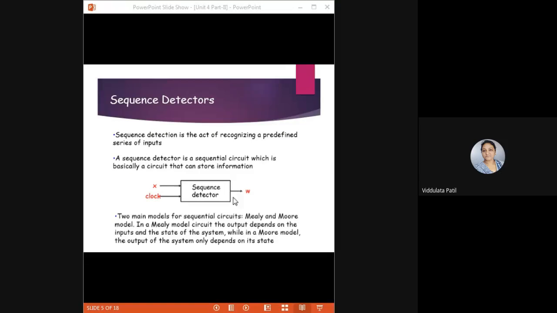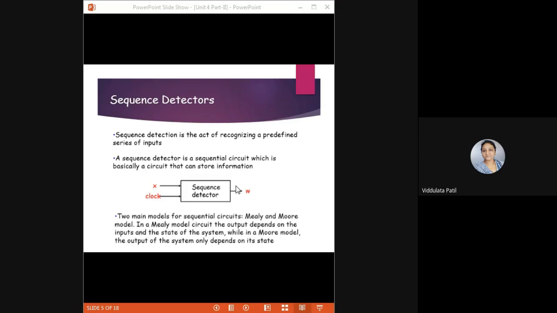Okay, so here there is an output signal that will be high if we are getting a predefined sequence, otherwise it will remain low. We can have two types of models for this sequential circuit where we want to detect this sequence: one is the Mealy machine and another is the Moore machine.